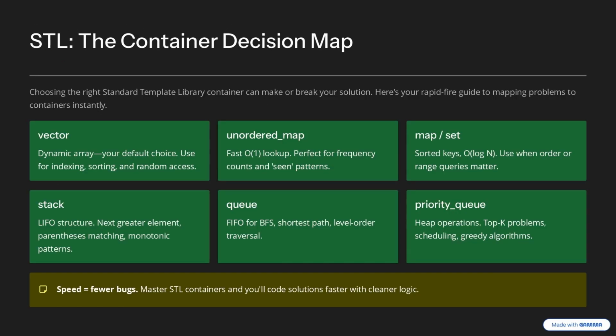Now we enter the real interview weapon, STL. Your ability to pick the right container saves time and removes bugs. Vector for dynamic arrays. Unordered map for fast lookup and frequency. Map and set when sorted order matters. Stack for LIFO patterns. Queue for BFS. Priority queue for heaps and top K problems.